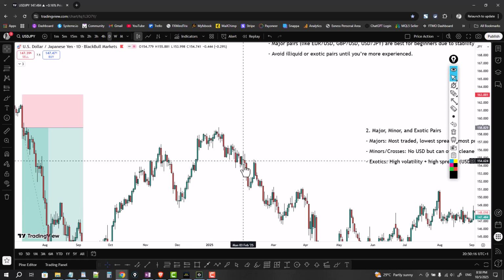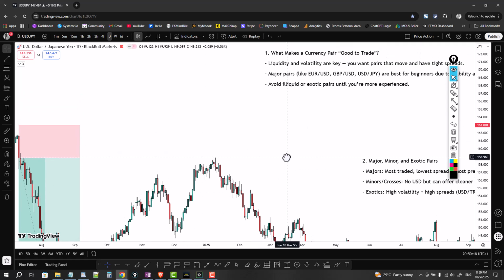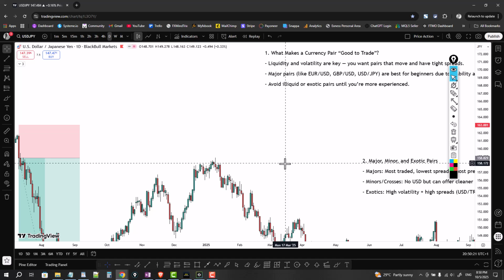But is every single currency pair that is traded in the Forex market that liquid? Of course not. The currencies that are especially liquid are known as the majors.